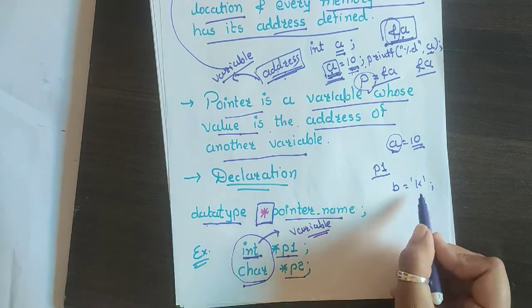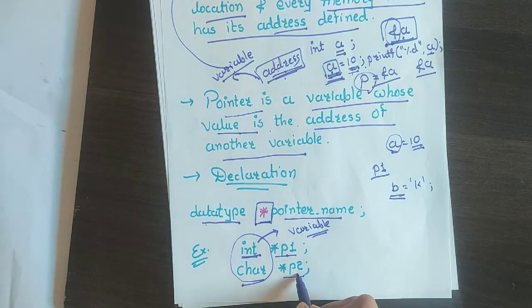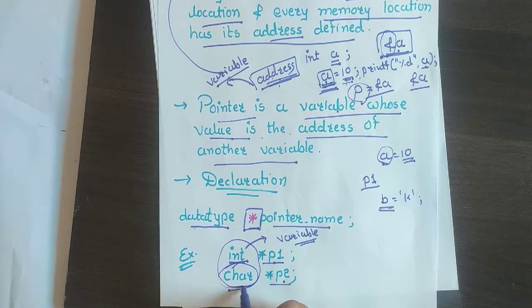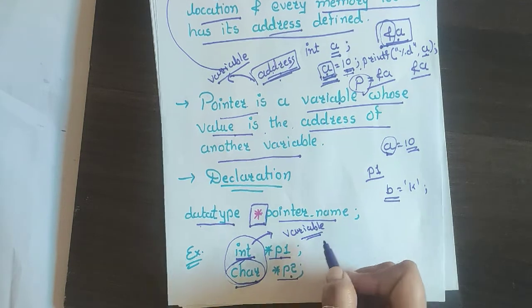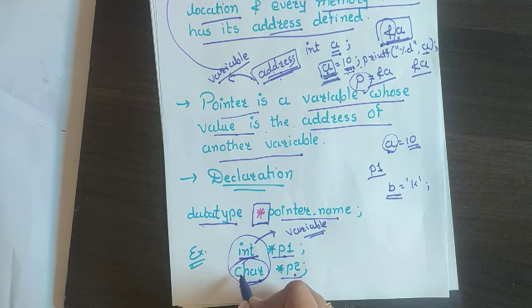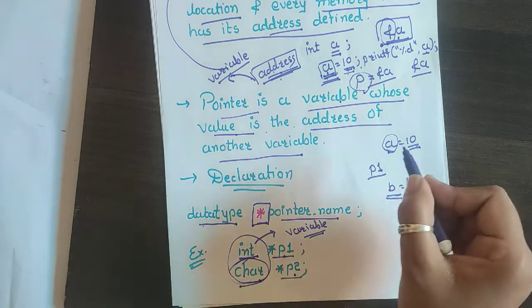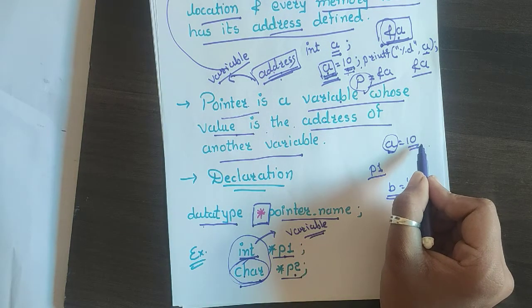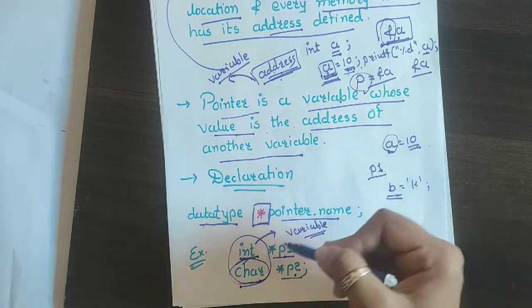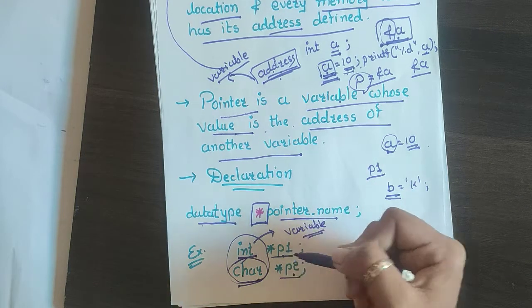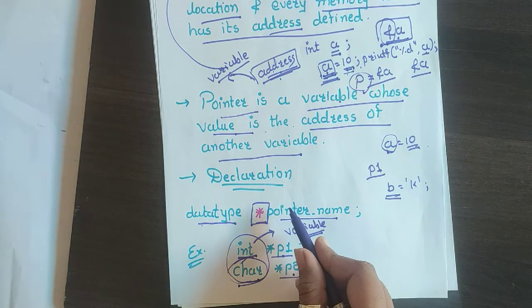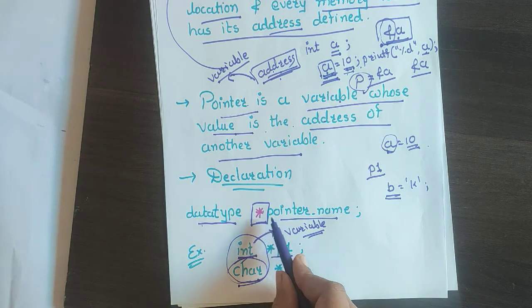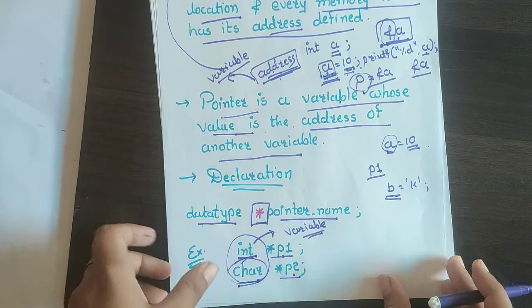So if I am storing the address of b in p2, that would be of character data type. Getting this? This data type totally depends on the variable's type, which type of value is already stored in the variable whose address we are going to store here. So this is the declaration of a pointer: data type, asterisk sign and a pointer name.